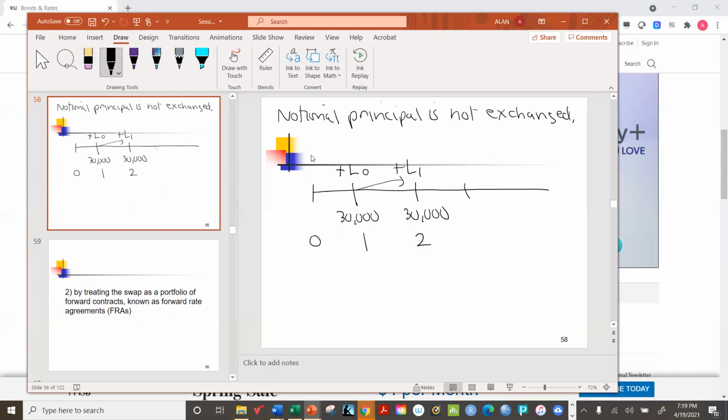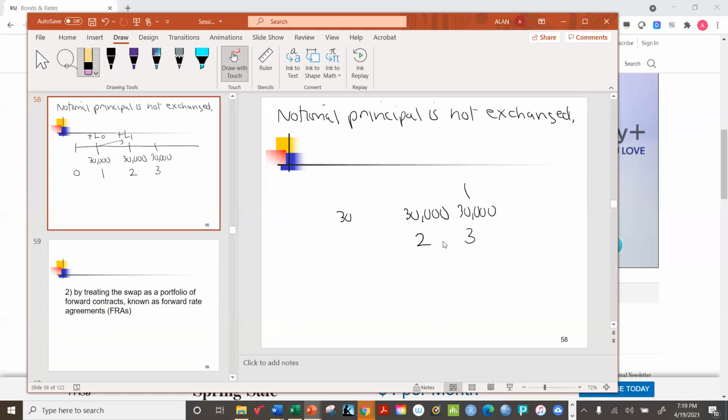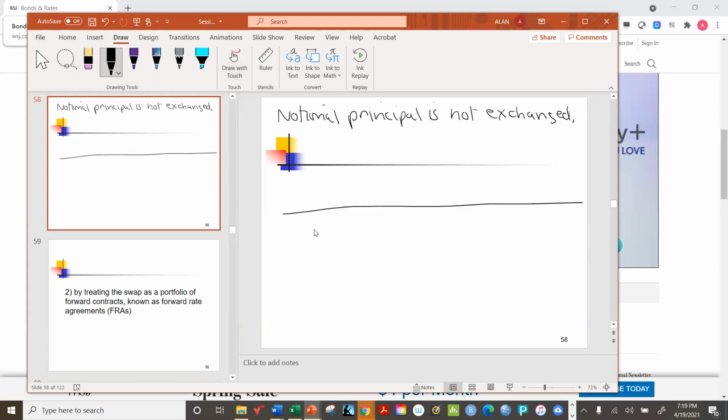How about that? Oh, you know what? I'm definitely going to run out of room. Let me start this again. Trying to figure out the optimal way to do this. It's kind of challenging. No cash flows here. Gain of LIBOR 0. You paid 30,000.